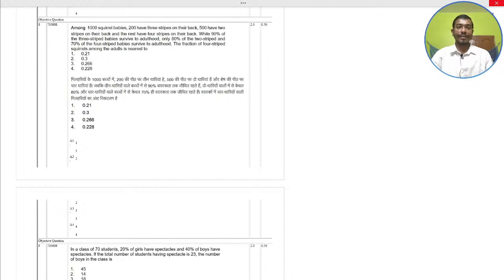Next, among 1000 squirrel babies, 200 have 3 stripes on their back, 500 have 2 stripes on their back, and the rest have 4 stripes on their back. While 90% of the 3 stripe babies survived to adulthood, only 80% of the 2 striped and 70% of the 4 striped babies survived to adulthood. The fraction of the 4 striped squirrels among the adults is nearest to what? Question number 8, try yourself first.